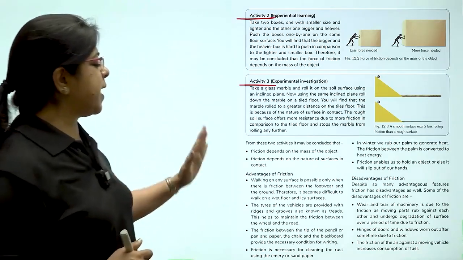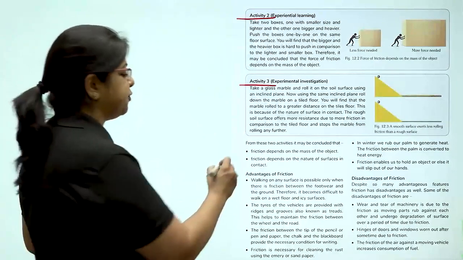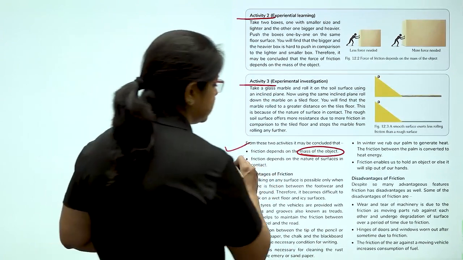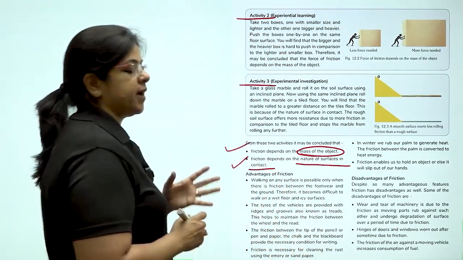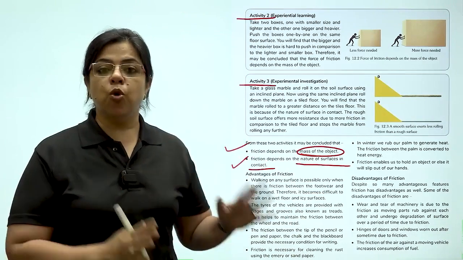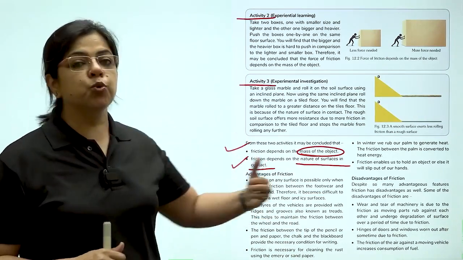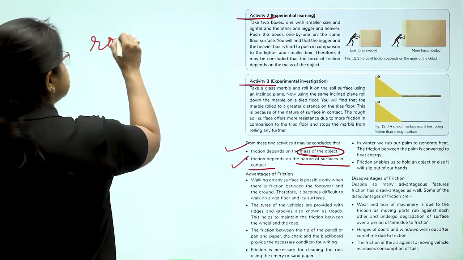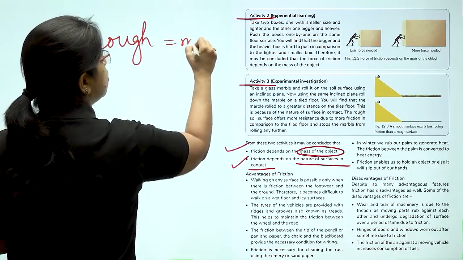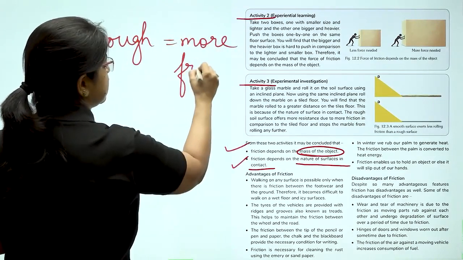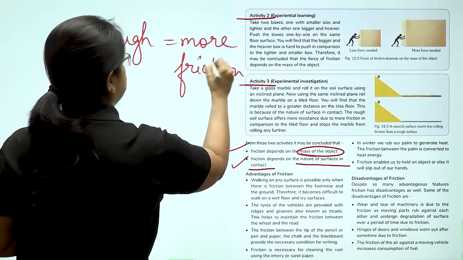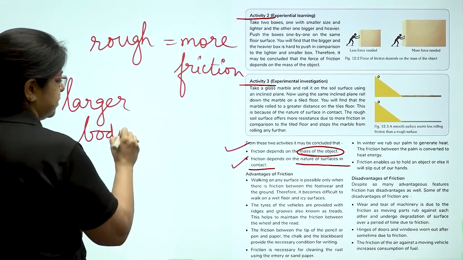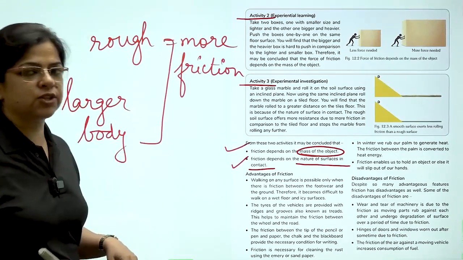Now from these two activities, it can be concluded that friction depends on the mass of the object and friction depends on the nature of the surface in contact. So bigger the object, more is the friction, and smoother the surface, less is the friction. So a rough surface will have more friction and a larger body will face more friction.